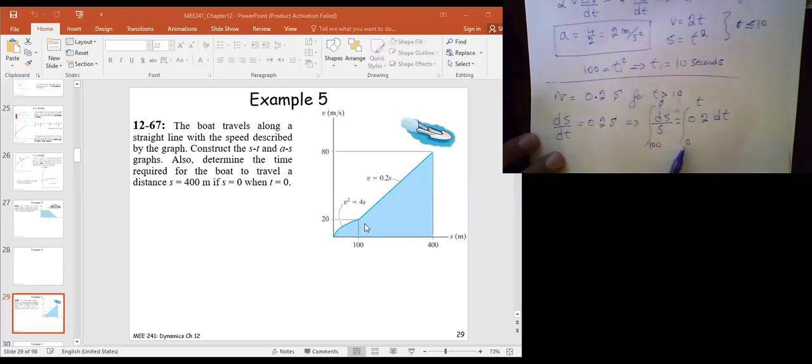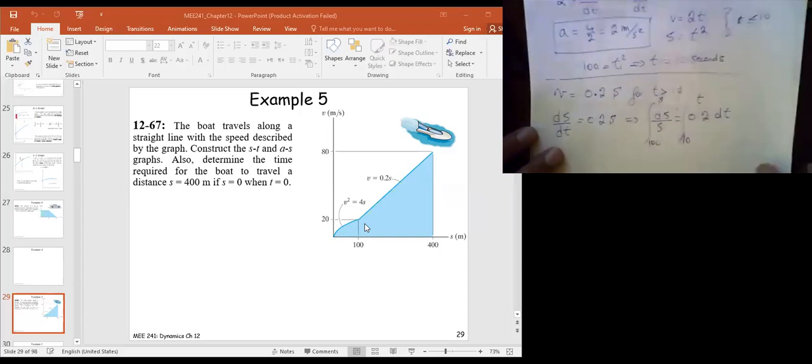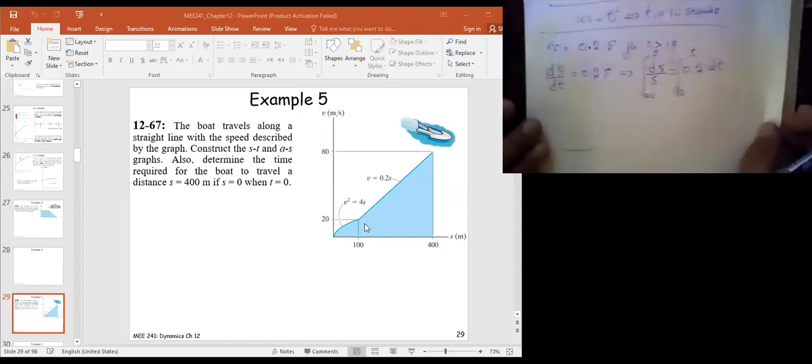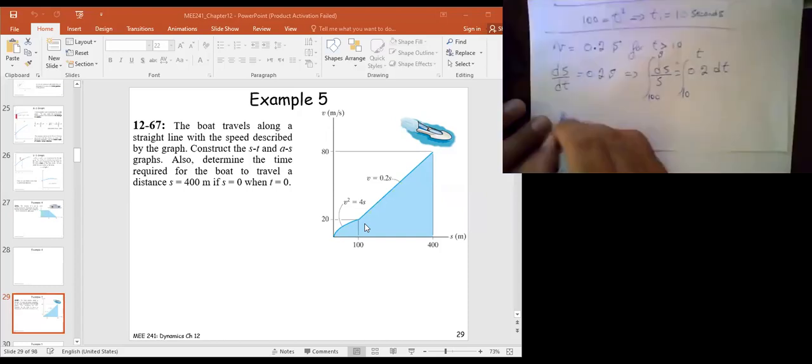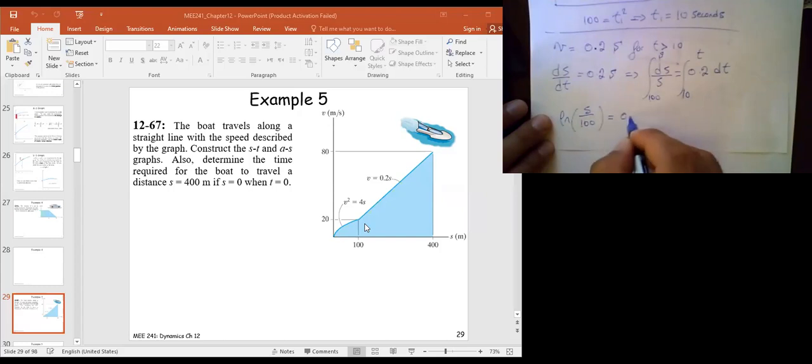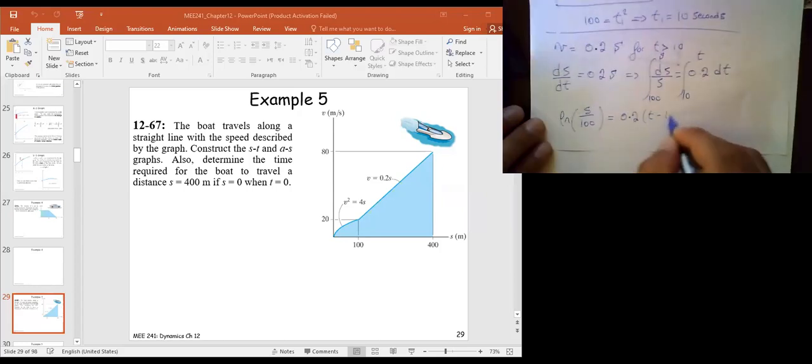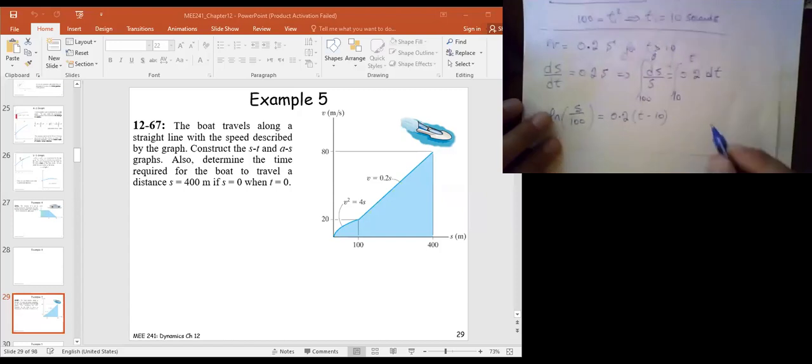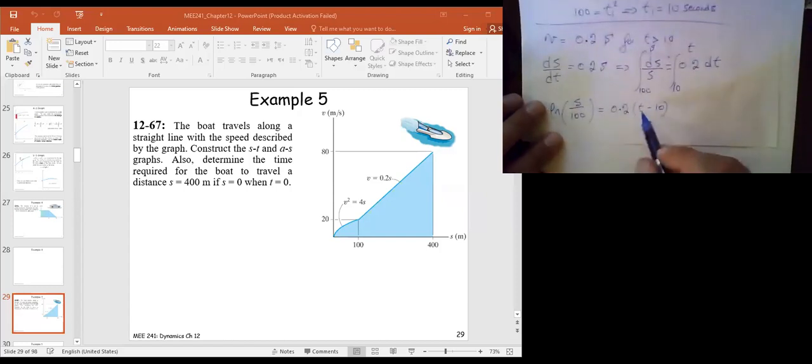10 to t. 10 to t, bravo. 10 to t, yes. So how is that going to look now? So you're going to do log of s over 100 is equal to 0.2 times, can someone help me out here? 0.2 times t minus 10, right? T minus 10, okay.